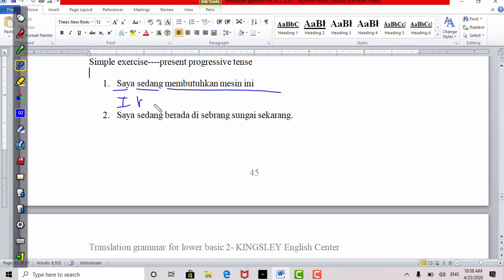I repeat again, I erase here. So you will write down, I need this machine. Alright? Okay, so we don't translate it to I am needing this machine. No, it will be wrong.